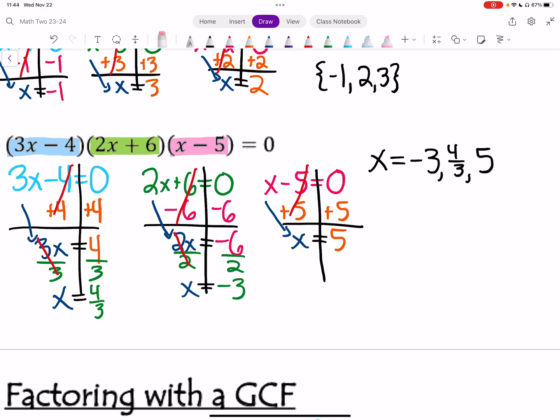But there's one option for writing your solutions. I'm going to skip the one using the word or because that's my least favorite. My most favorite is writing it in braces.